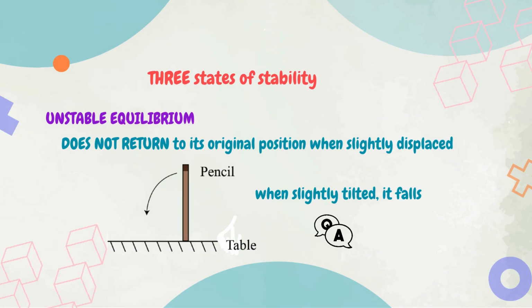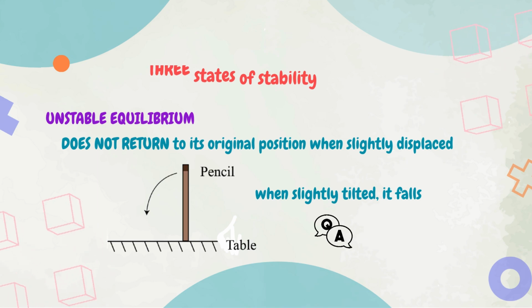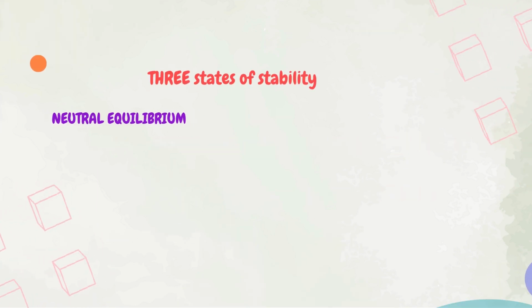Challenge 5. Try balancing a ruler on its edge. Can you keep it standing? That's unstable equilibrium in real time. The third state, neutral equilibrium.